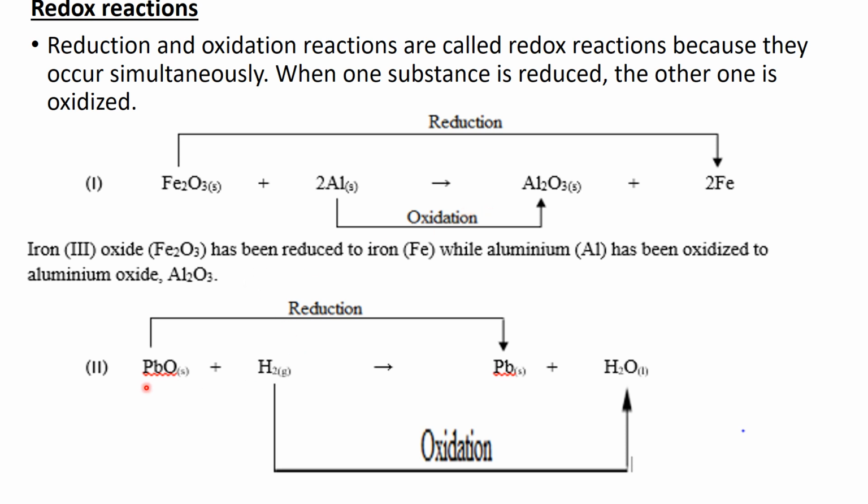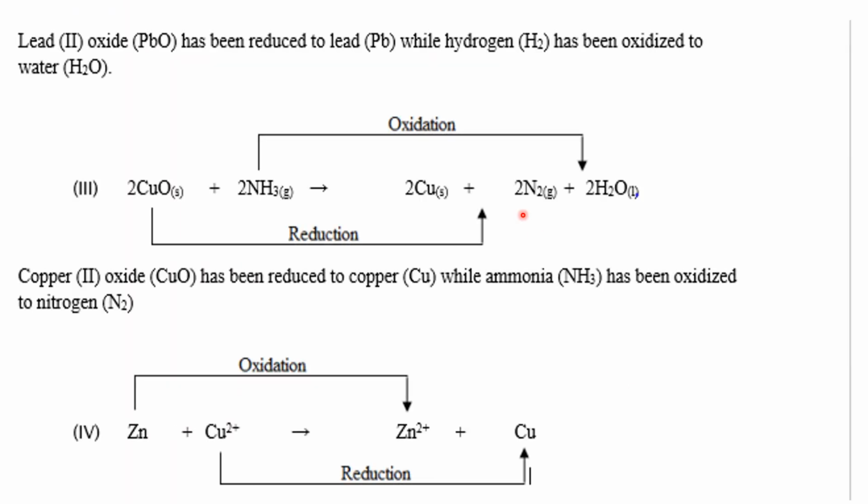Another example is this one. We have lead oxide here and hydrogen. You can see lead oxide at the end of the reaction becomes lead. It loses oxygen, therefore it has been reduced, while hydrogen gains oxygen, therefore it has been oxidized. Other examples are these. Here we have copper oxide reacting with ammonia. You can see that at the end copper oxide becomes just copper. It loses the oxygen, therefore it has been reduced. Well, the hydrogen in the ammonia will get the oxygen, and the ammonia breaks into nitrogen, so it has been oxidized.